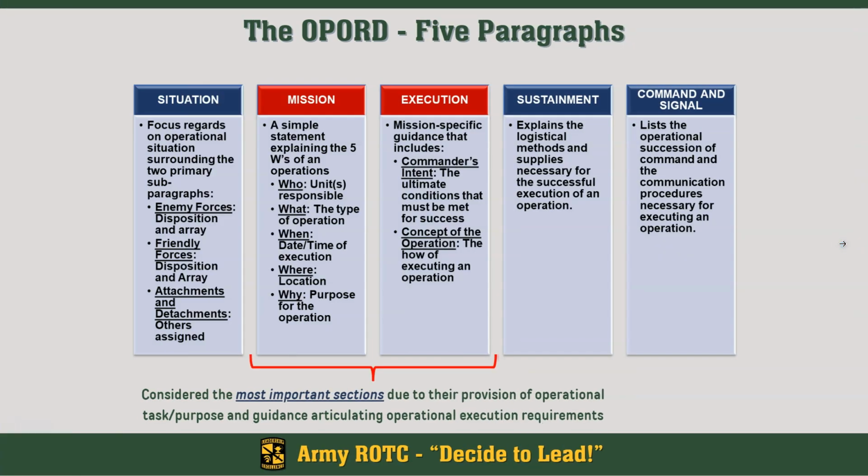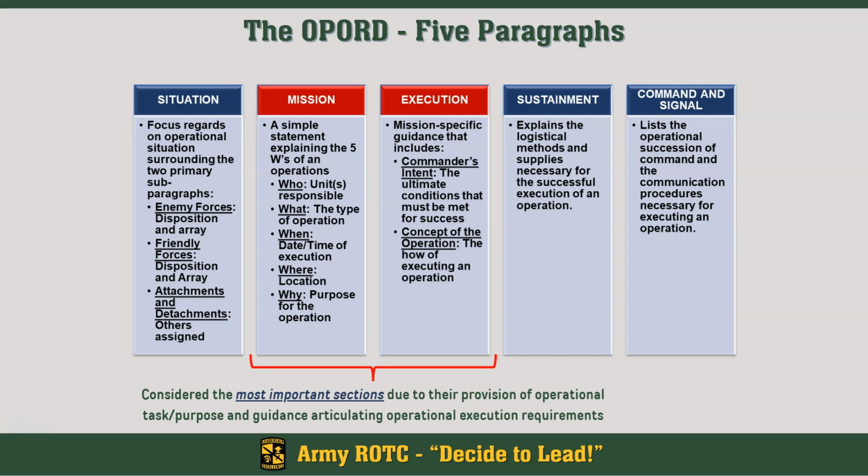So what does the OPORD look like? Well, like I said, it's got the 5 paragraphs: situation, mission, execution, sustainment, and command and signal. Now this chart here is going to show you the basics of what falls into each paragraph, but it's not all encompassing. A full op order, like one that you'll be writing in later years, has a lot of information that will be broken down in future lessons and as you move through your ROTC career.